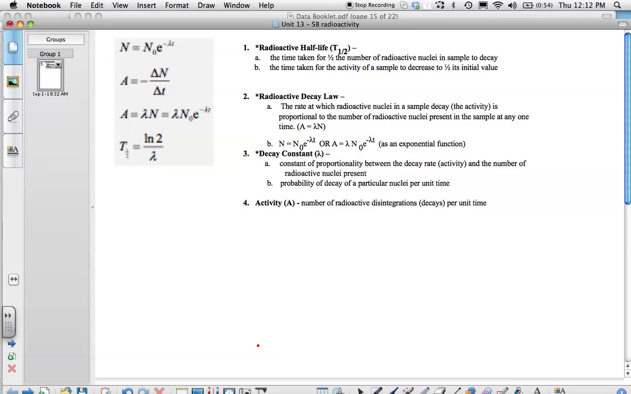Now, we have that dN by dt, the rate of change of the number of nuclei that have not decayed, is equal to minus lambda times N, the total number. This lambda is a probability, as we said before. The decay constant is the probability of a decay of a particular nucleus per unit of time. So when you multiply that by the total number that are there, that gives us the number that will actually decay in the unit time.